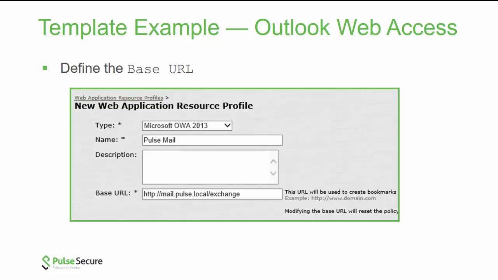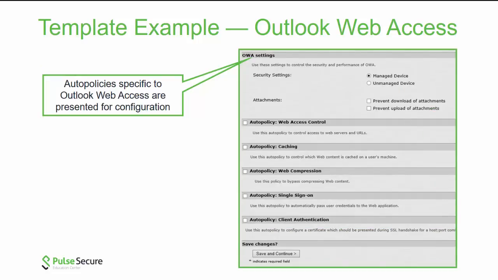The next step is to configure the auto policies for Outlook web access. Notice that several auto policies specific to Outlook web access are presented on the image. You can streamline the performance of the profile further by setting up caching, compression, and SSO policies. Using resource profiles can simplify the configuration of complicated applications such as Outlook web access.